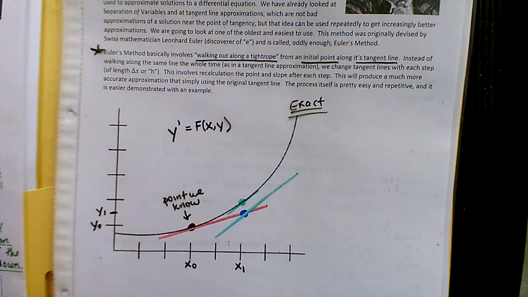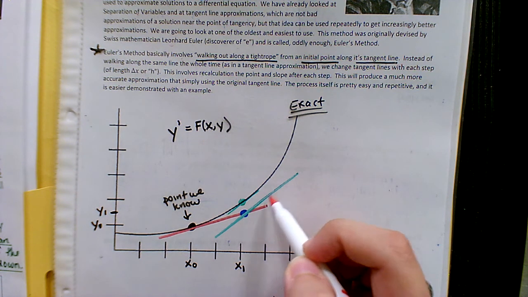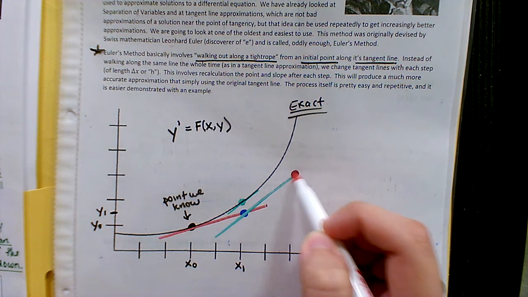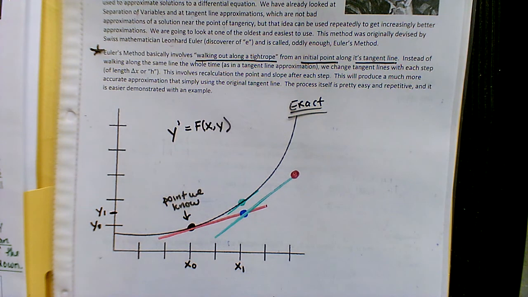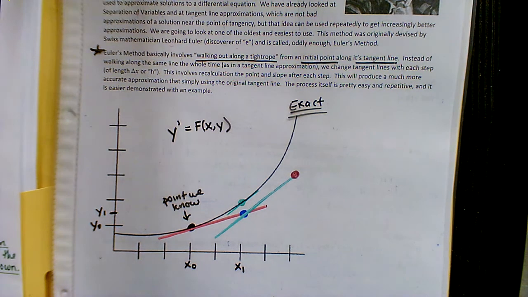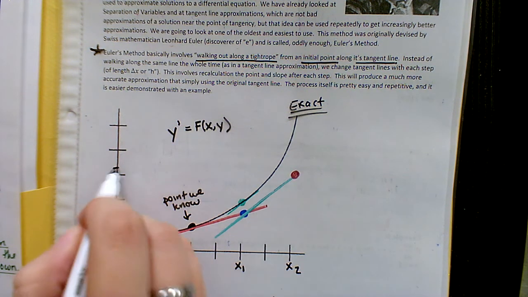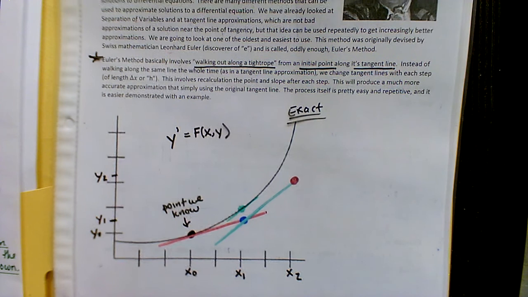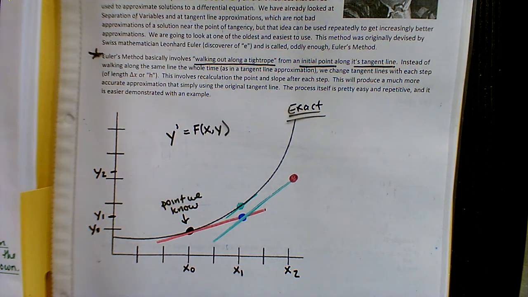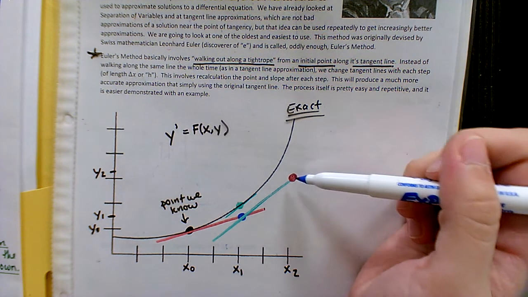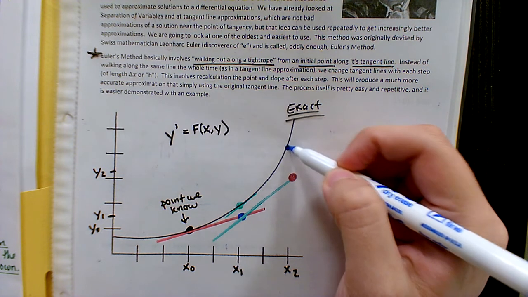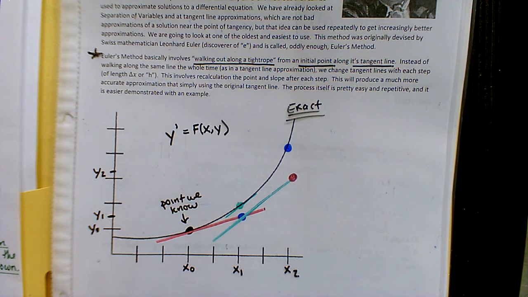And now he kind of repeats the process. He walks out along this new tangent line to get his new point. Okay, maybe we'll label that x2, y2. And do you realize how his approximation point is fairly close to the actual one, okay, but not as close as his previous approximation point, right?